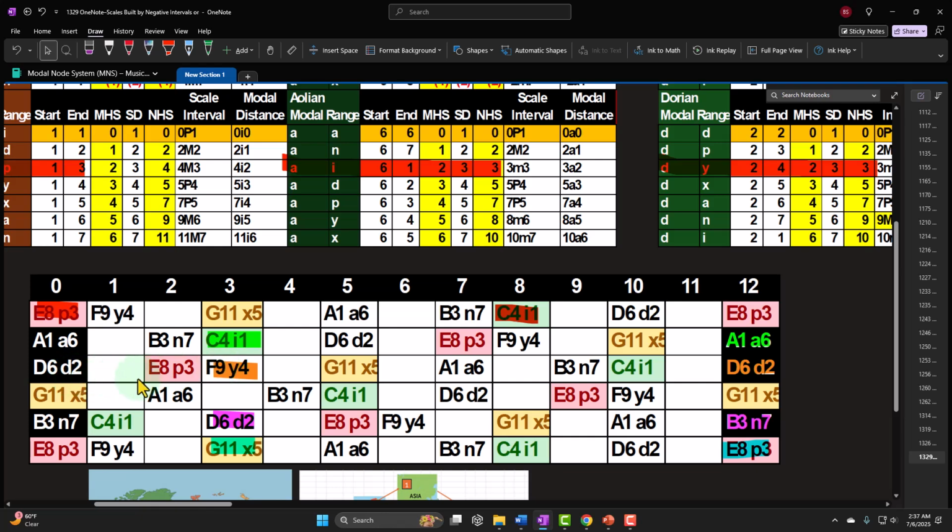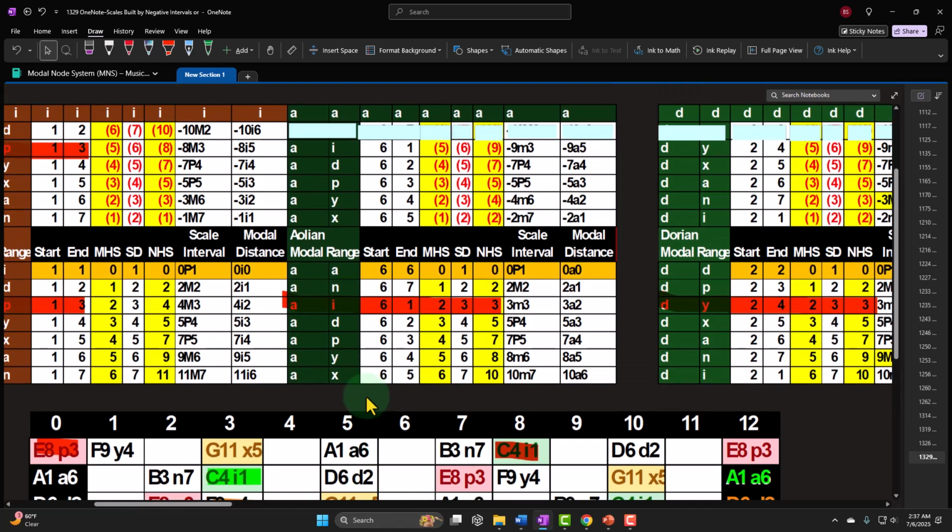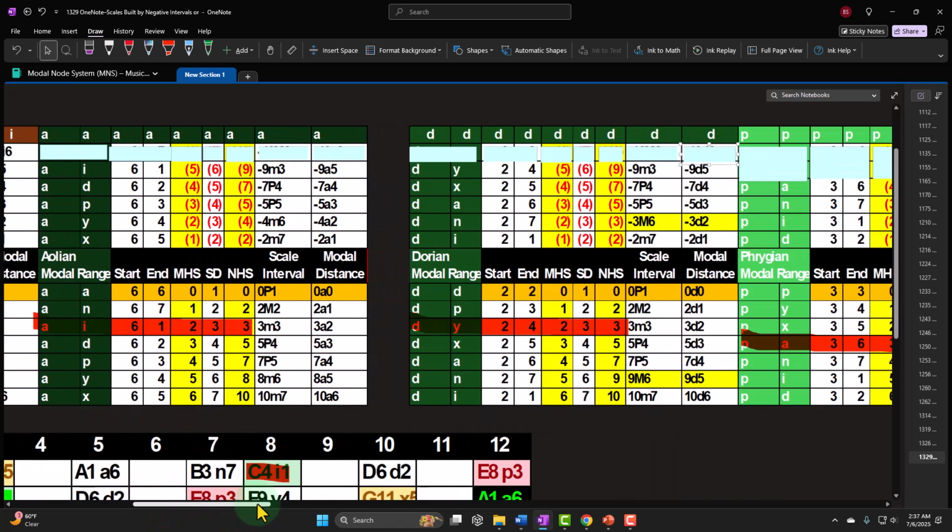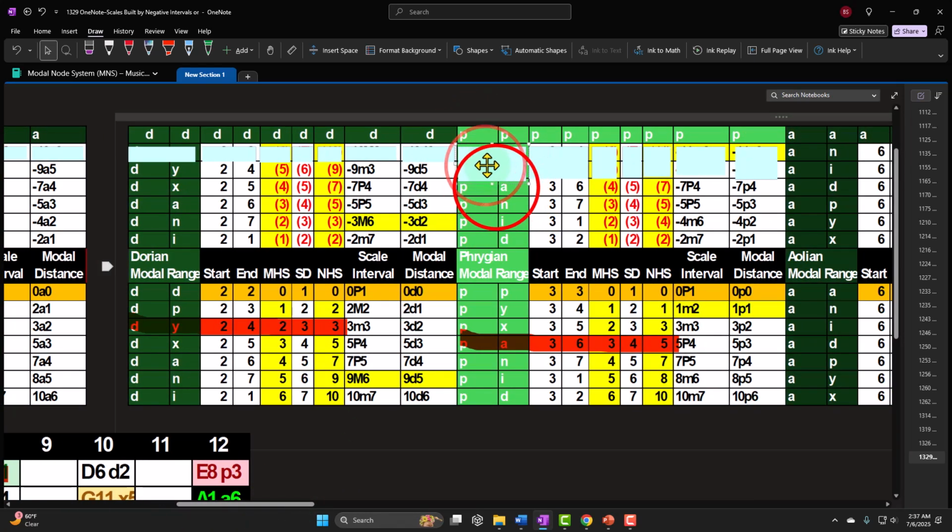Total distance 1, 2, 3 going forward. So of course that lines up to the minors. Phrygian should also line up to the minors because it's a minor mode. So if I go back 9 from the Phrygian node, I'll get to the Mixolydian node.